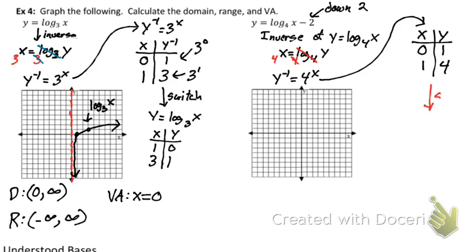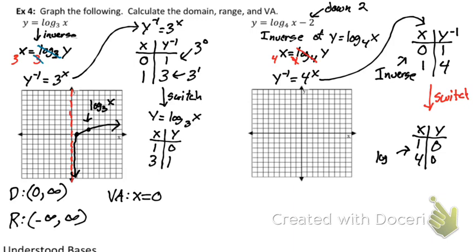Then we're going to take those values and switch them, because this was the inverse, right? This is my inverse. And so I'm going to switch them so I can get back to my original equation. So I switch my x and y values to 1, 0, 4, 0. This will give me my original log base 4 of x. That should be a 4, 1.